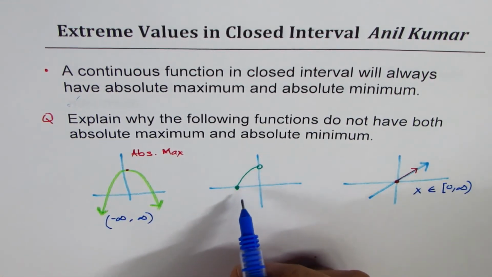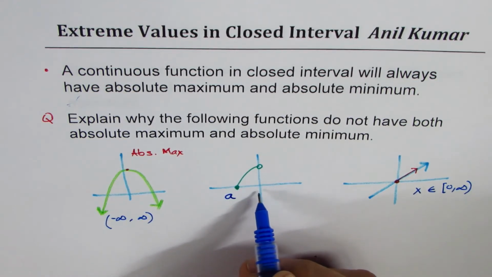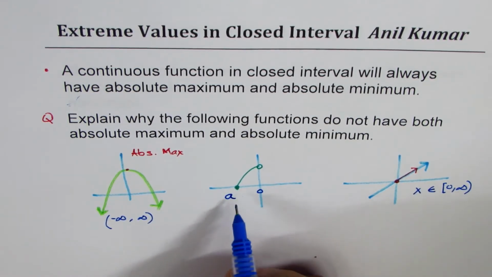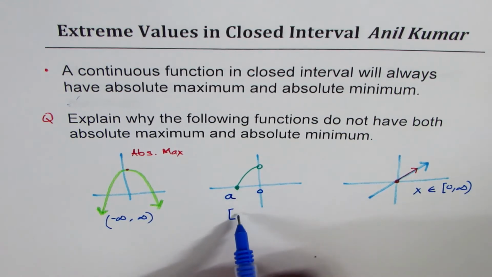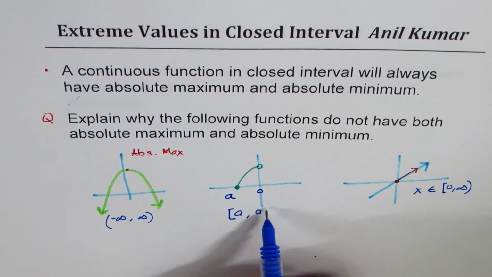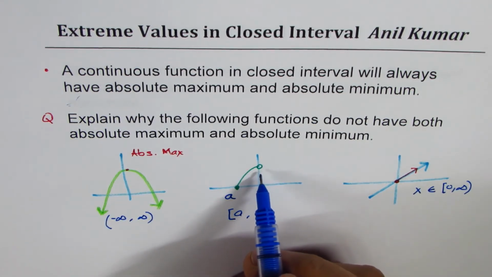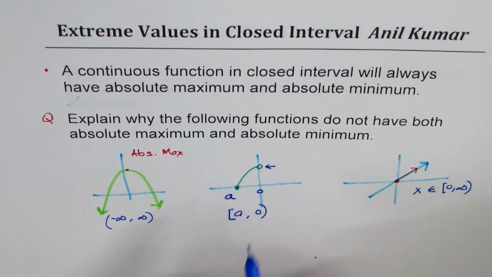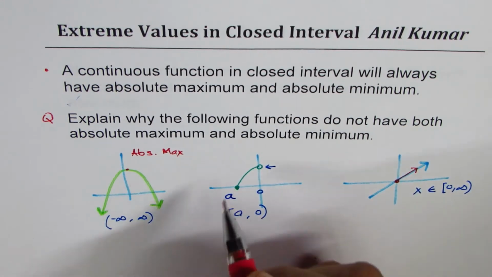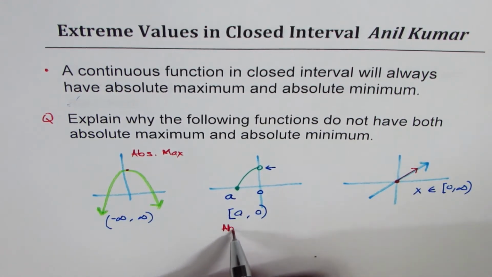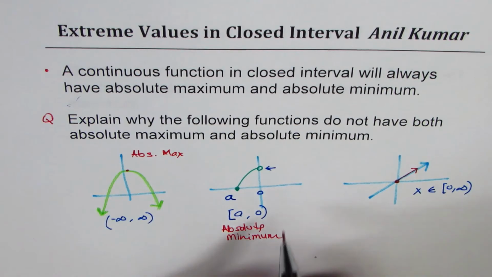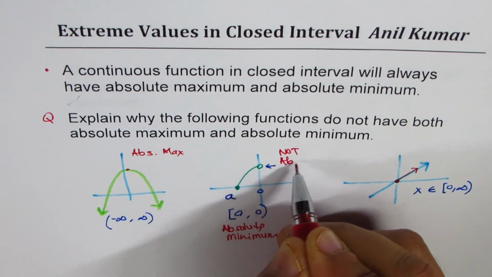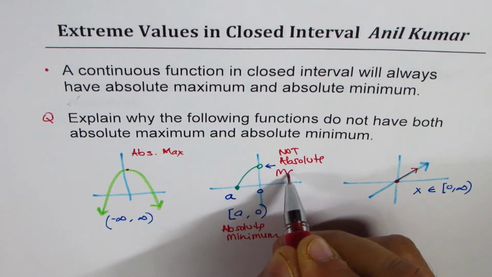Here, what is the interval? The interval is from, let's say, a to, let's call this 0. So the interval is closed at one end, but not at the other. So the maximum value is actually approaching a value. However, it is not quite there. And therefore, in this particular case, we have absolute minimum and not absolute maximum.